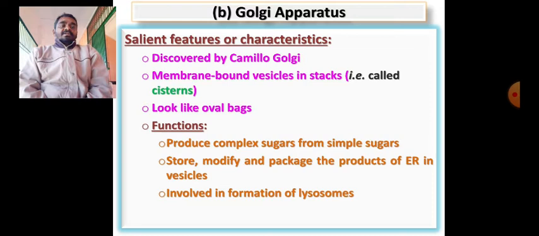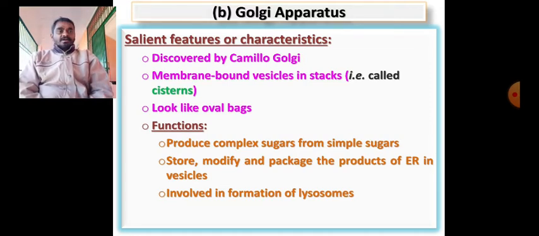Now, the second most important cell organelle is called the Golgi apparatus. Almost all the names are new to you, so you may find it difficult, but when you pronounce them repeatedly, you can get into it. Why is the Golgi apparatus named like this? Because it was discovered by a person called Camillo Golgi, and that is the reason. So these organelles are named after him.